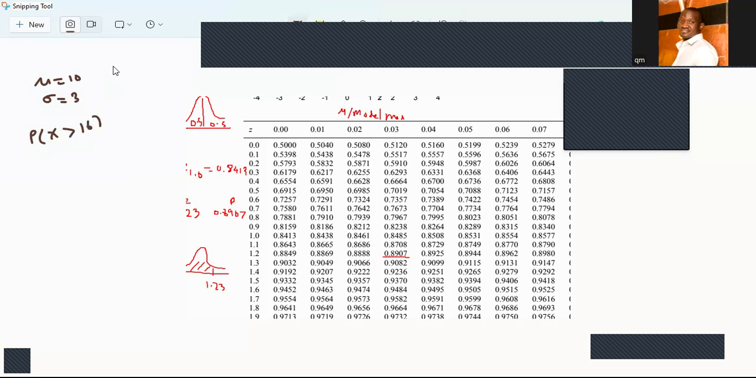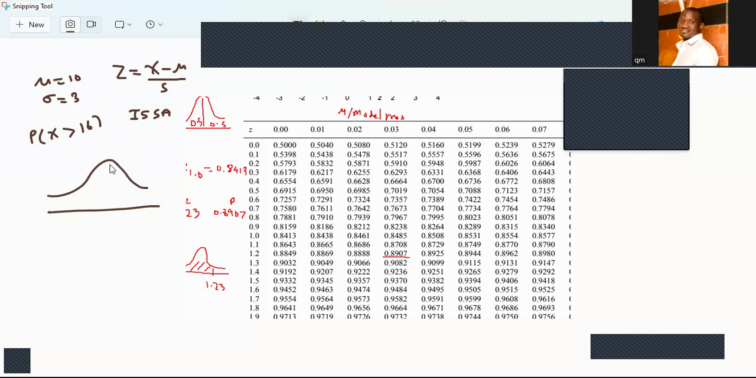To standardize this x, we use the formula z is equal to x minus mean over standard deviation. So we use ISA to illustrate these things. ISA stands for what? I means what? Illustrate, shade, standardize, and apply.